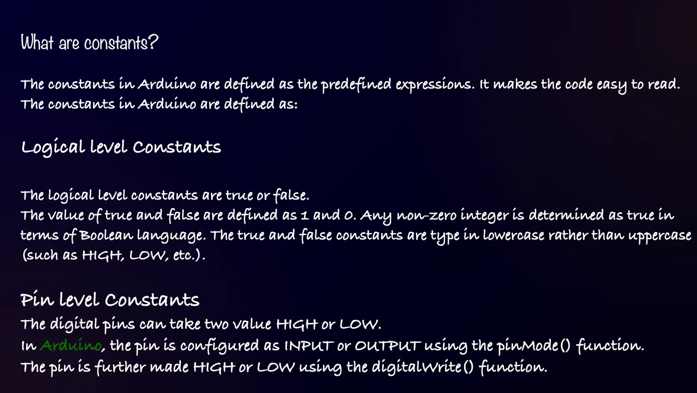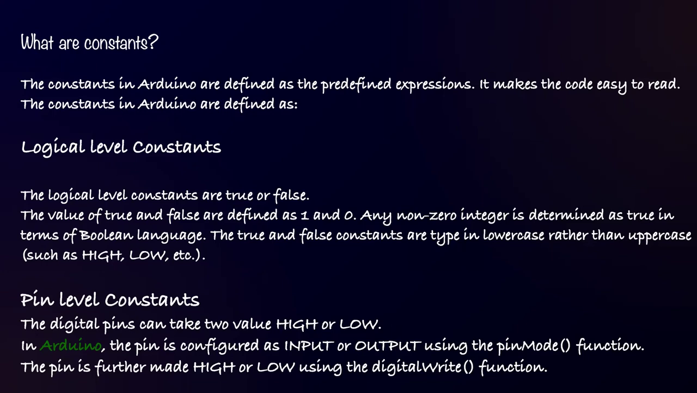So any non-zero integer will be determined as true in terms of Boolean language. The true and false constants are typed in lowercase rather than uppercase, unlike HIGH, LOW, etc. Now, pin level constants. What are pin level constants? The digital pins can take two values. Whenever we are getting an output through the digital pins, the output can either be high or low. That means in binary version, it's either 1 or 0. Either it is on or it's off.